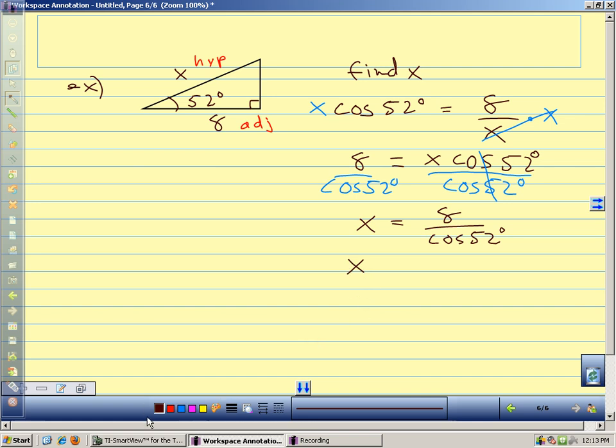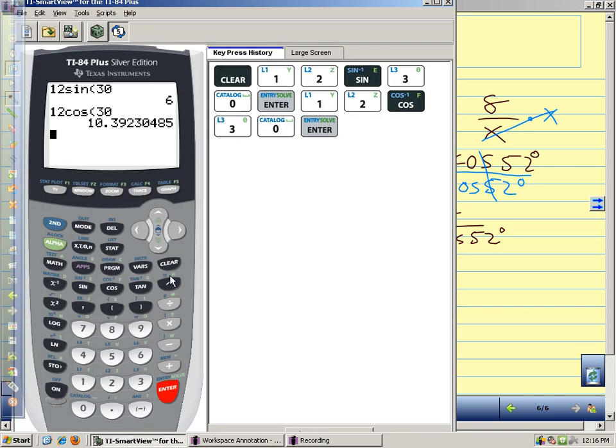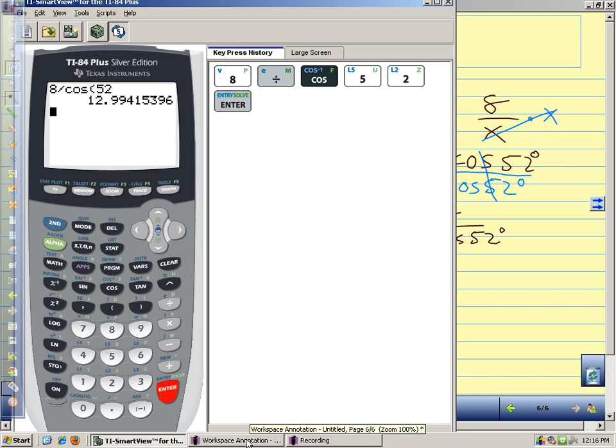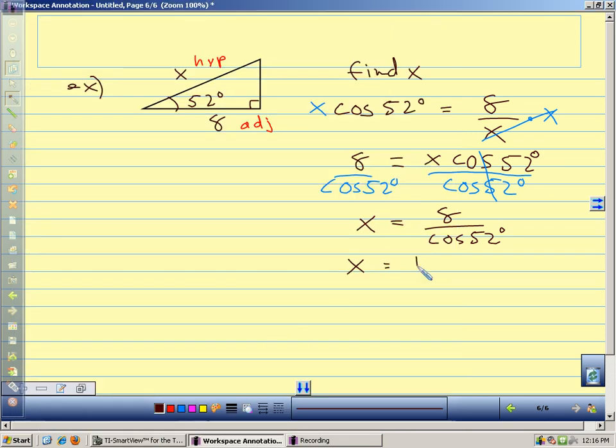My last step, plug it into my calculator. So I'm going to do, let me clear this out. 8 divided by the cosine of 52 degrees, 12.99. So x equals 12.99. Questions on that example?